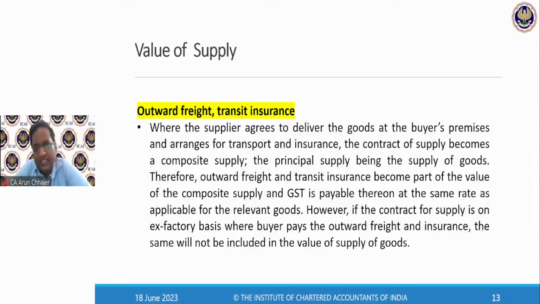Outward freight or transit insurance: where the supplier agrees to deliver the goods at the buyer's premises and arranges for the transportation insurance, the contract of supply becomes a composite supply, the principal being the supply of the goods. Therefore, the outward freight and transit become part of the value. See, the two things. We are adding this amount in the value, right?